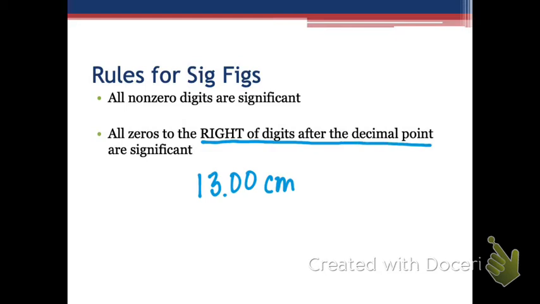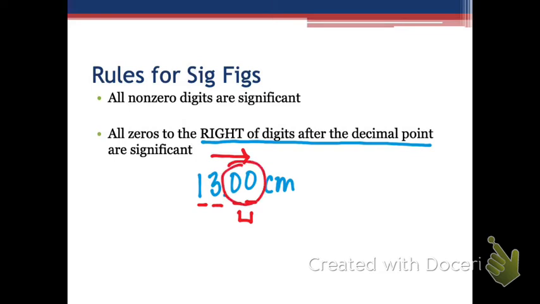Four. 1, 2, because they're non-zero, and 3, 4, because these zeros come to the right of digits after a decimal point. They come to the right of digits after a decimal point.